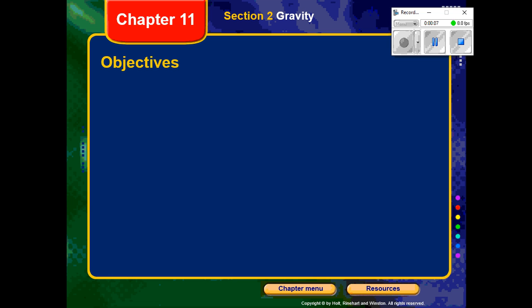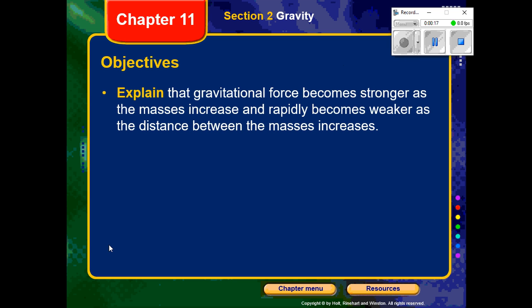Okay, so we're talking about gravity. Our objectives are as follows. Explain that gravitational force becomes stronger as the masses increase and rapidly becomes weaker as the distance increases. Okay, so that's a good one.